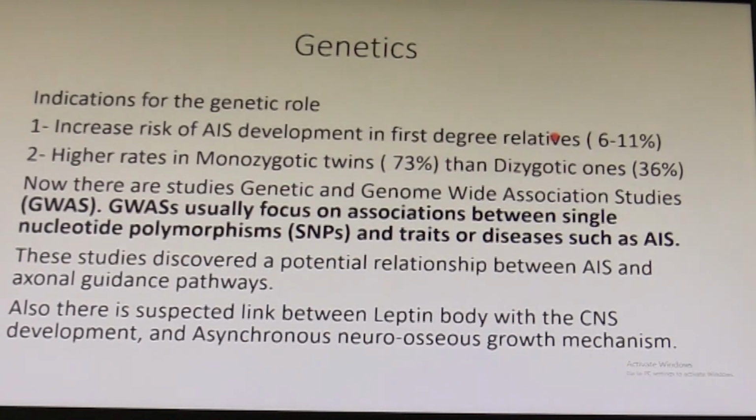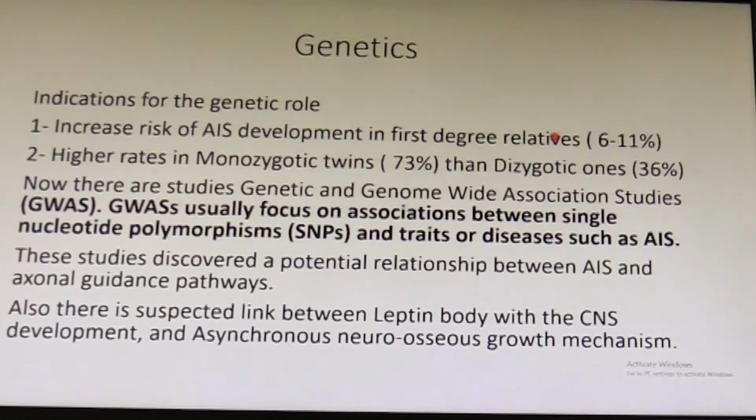But why did the scientists think about the genetic factor? Because they realize that there is an increased risk of adolescent idiopathic scoliosis development in first-degree relatives, up to 11%, and higher rates in monozygotic twins, 73%, than dizygotic twins, which is nearly half of that. So there are studies now, well-known genome-wide association studies, that will focus on association between single nucleotide polymorphism and traits or disease such as adolescent idiopathic scoliosis.